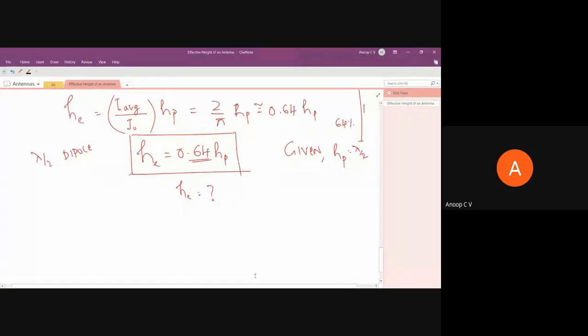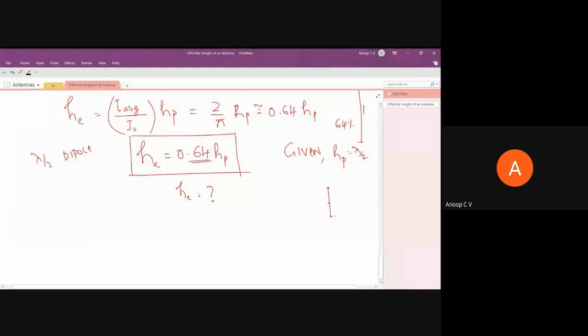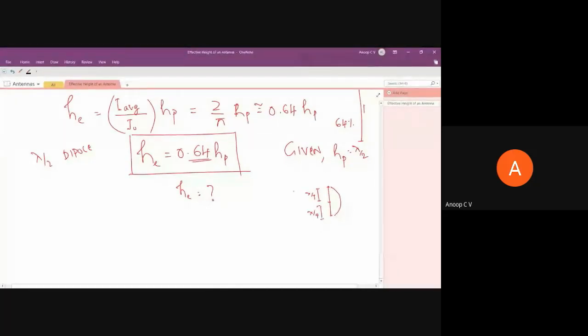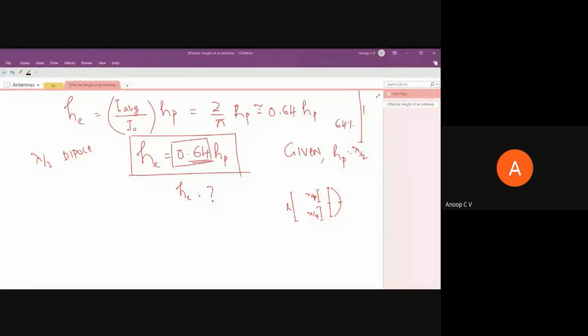So I'll repeat once again. For the half wave dipole, the current distribution was like this. It was a complete half sinusoid. Why? Because this length is lambda by 4 and this length is also lambda by 4, so the complete length L or HP is lambda by 2. So the current distribution is a complete sinusoid. So the effective height is 0.64 HP. This 0.64 is nothing but 2 by pi, which is the normalized average current. Is there any doubt in this? Did you understand what I have done?